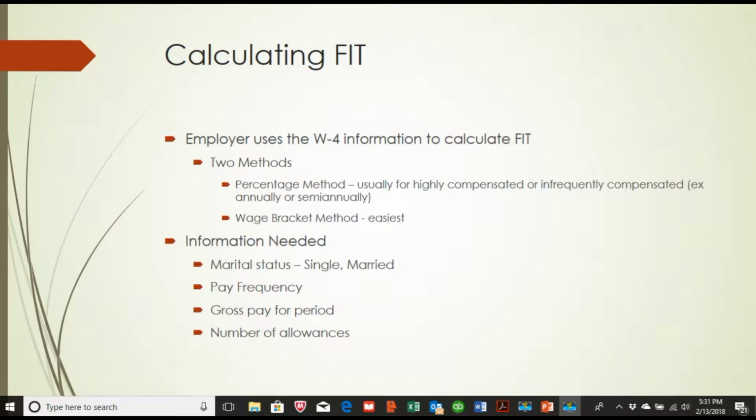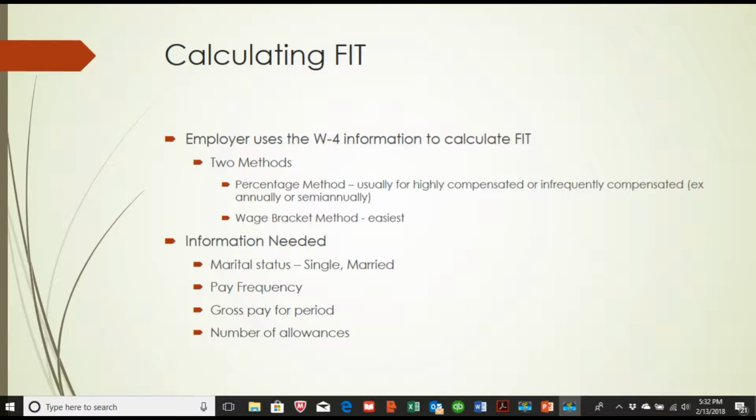The wage bracket and percentage method both take into account the standard IRS deductions for a period and are theoretically designed to withhold the amount necessitated to cover the individual's tax liability for the year. Information that you need to know is marital status, the pay frequencies, so the rate of the pay periods, gross pay for the period, and the number of allowances.